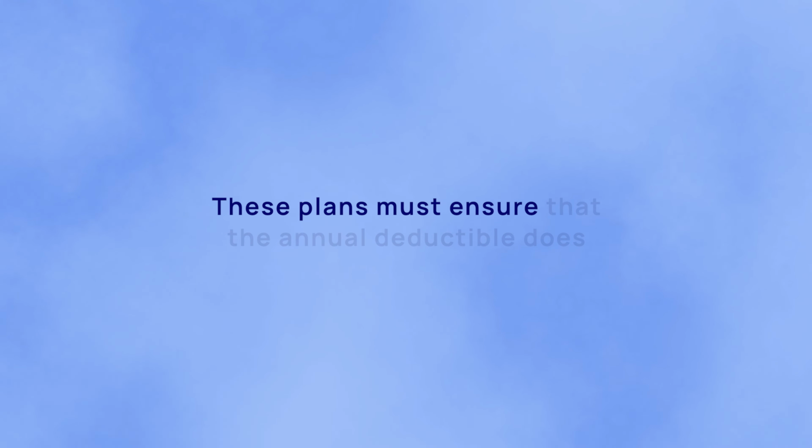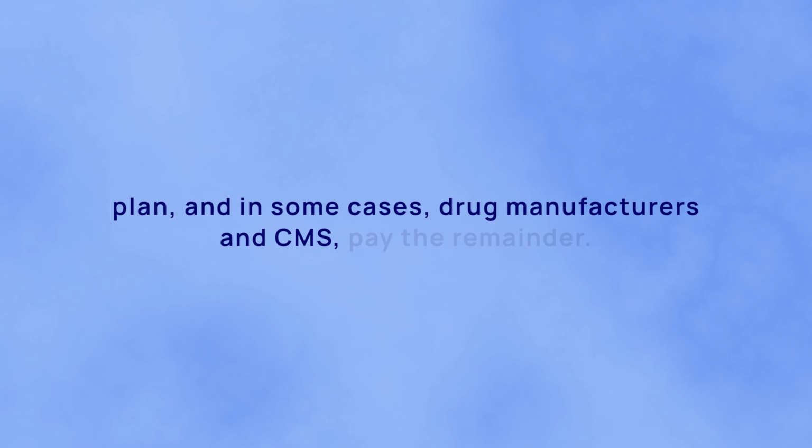These plans must ensure that the annual deductible does not exceed the standard amount, and that cost sharing continues after reaching the out-of-pocket threshold. Alternative plans may include some or all of the standard coverage phases and, in some cases, offer enhanced benefits for an additional monthly premium. Enhancements can include reduced deductibles, coverage of drugs normally excluded from the plan, or lower coinsurance during the initial coverage phase, providing beneficiaries with additional savings and flexibility.